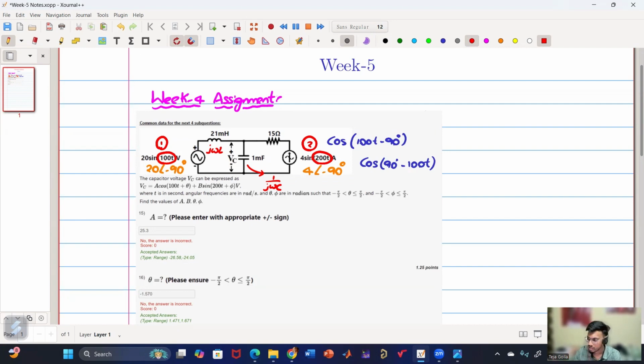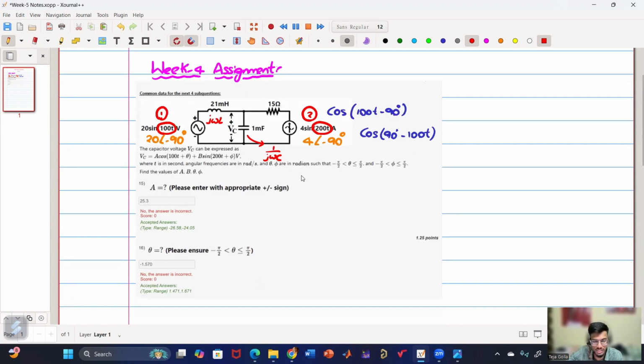Now, what is the VC that you are getting? 25.3 angle minus 90 degrees. When input you have considered 20 angle minus 90 degrees. Yes, sir, considering voltage sources. Okay, so assuming this is correct, because I am not checking whether this is correct or wrong, this is VC1 because it is because of source one.